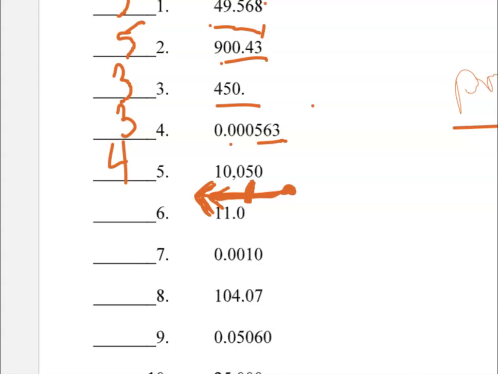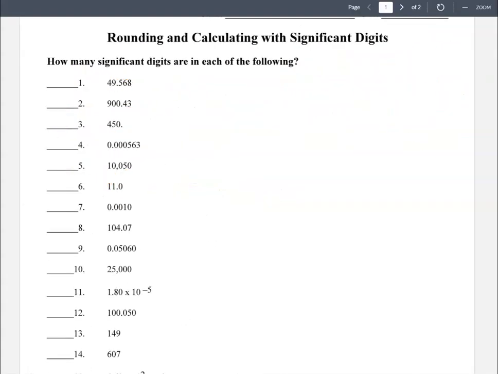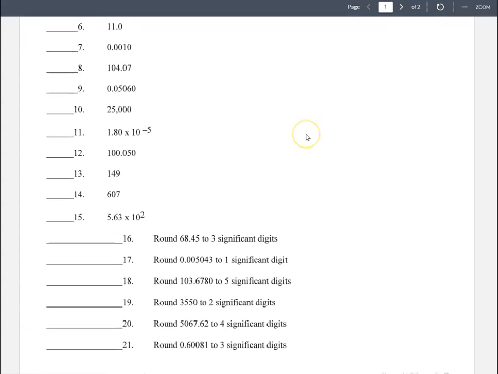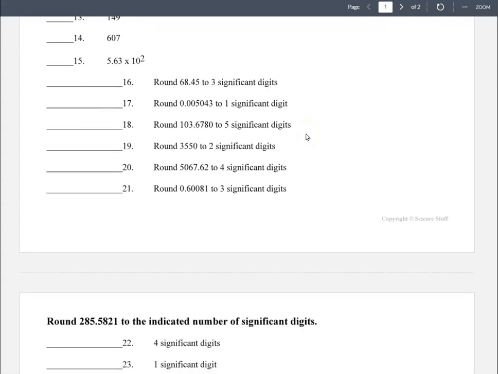The rules that we learned about earlier and that we have copied into our notebooks are still at play, and we're still following those rules. This is just a simple way to remember those rules and kind of combine them together. So I do want to look further down in the worksheet to look at some examples of rounding with significant digits. So I'm just going to do 2 examples from here.